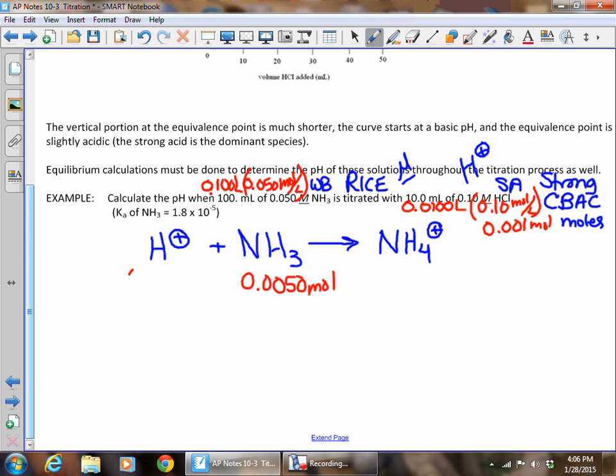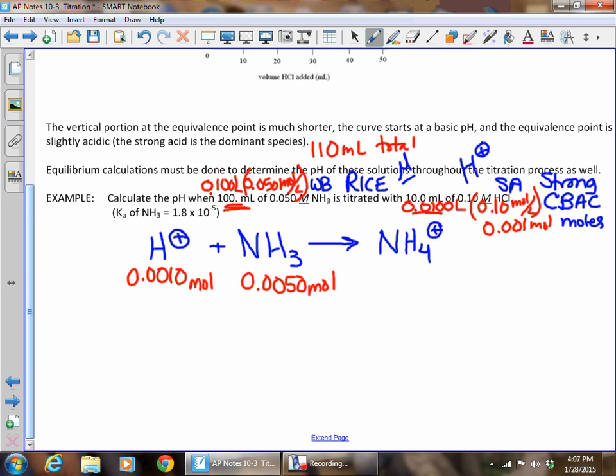So 0.001 moles of H plus. Now we are going to need to know in just a minute that when we start changing back to molarity, what our total liters are. So if we mixed 100 milliliters with our 10 milliliters over here, that's going to give us 110 milliliters that we're going to have total for this system. That's going to be important in just a moment.